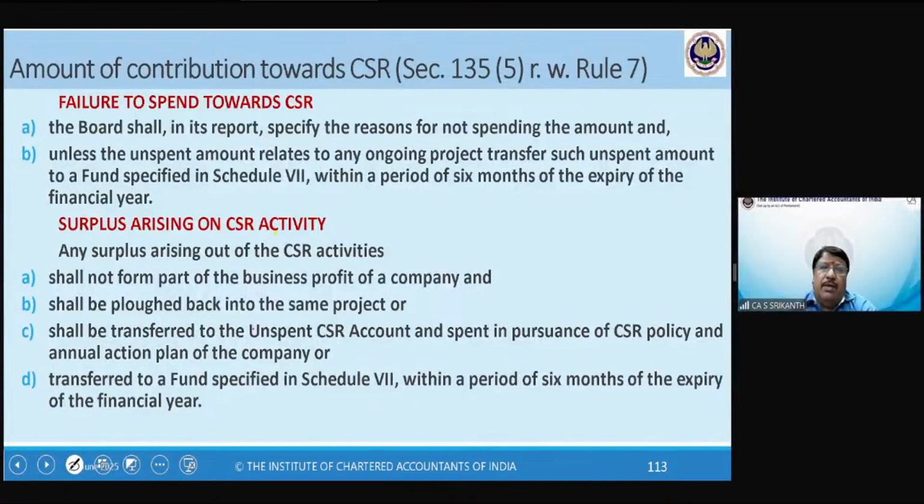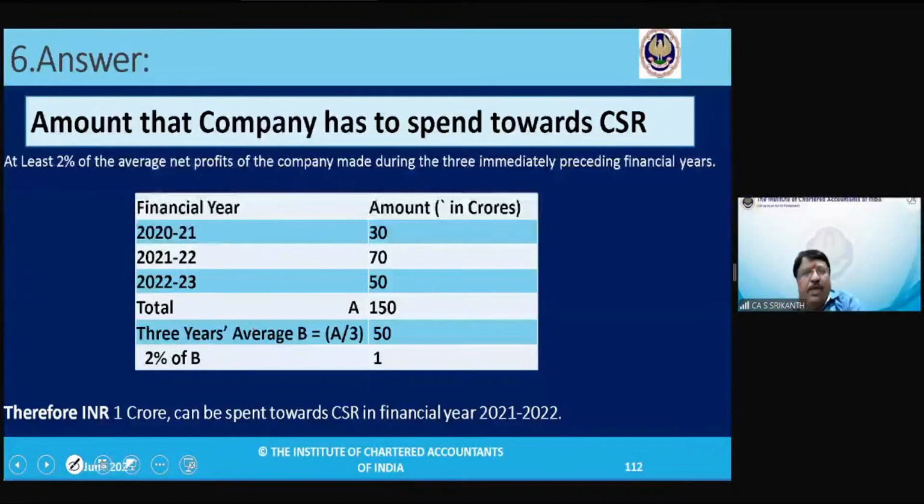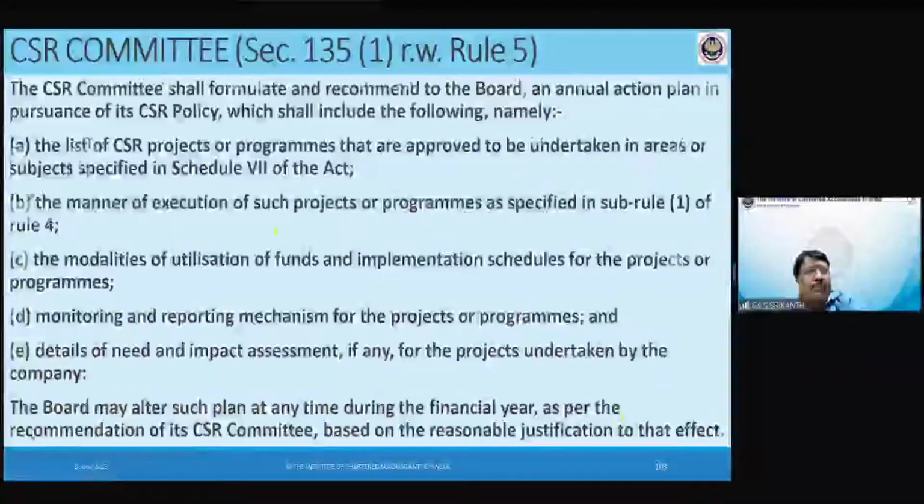Suppose the board does not spend, then it has to disclose it in the report. But for ongoing projects, we can keep it for 3 years. If it's not an ongoing project, then it has to be transferred to a fund specified in Schedule 7. There is a government-monitored fund which will spend. So if you are unable to spend it on your own, the government says, give it to me, I'll spend it for you. We will give it to a fund which is specified in Schedule 7. Schedule 7, we already saw.